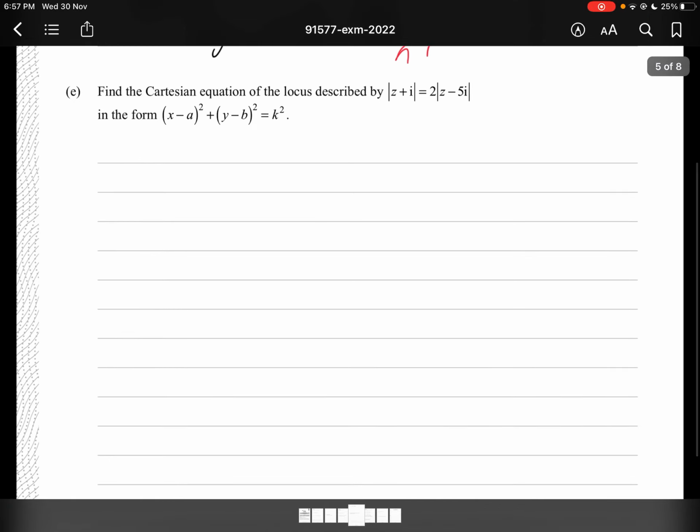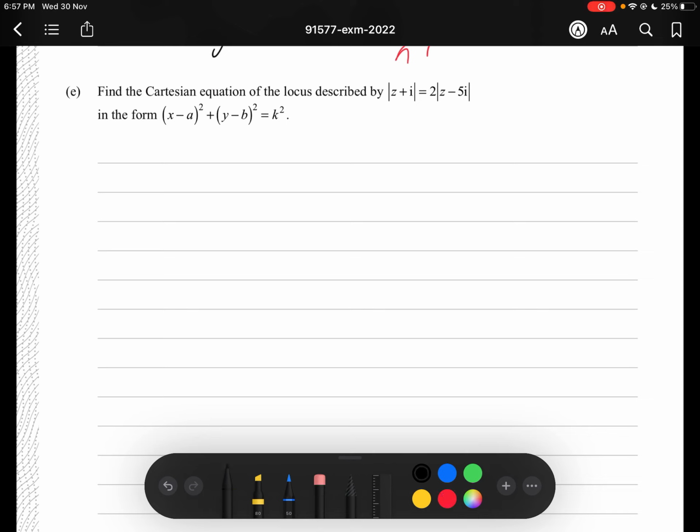Find the Cartesian equation of the locus described by the modulus of z plus i equals 2 times the modulus of z minus 5i. So in this case, we're going to let z be equal to x plus iy. z plus i is equal to x plus (y plus 1) i. So we have x plus (y plus 1) i. That is equal to 2 times, we have x plus (y minus 5) i. And let's write this in the modulus form.